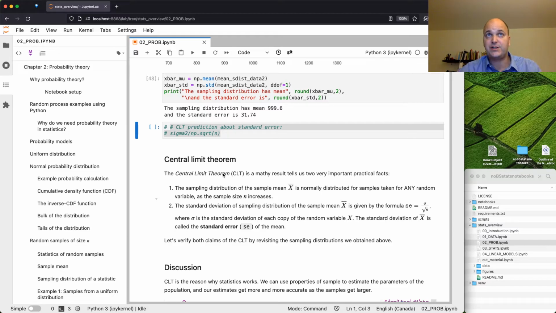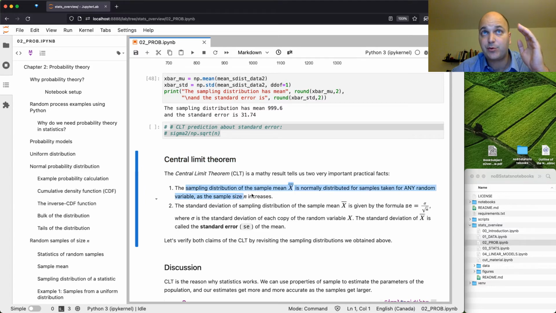And this observation is called the Central Limit Theorem. So it tells us two facts. The first fact is that what we just described, the sampling distribution of the sample mean, is normally distributed for any random variable. And as n increases, so larger and larger samples, it becomes very close to the normal.